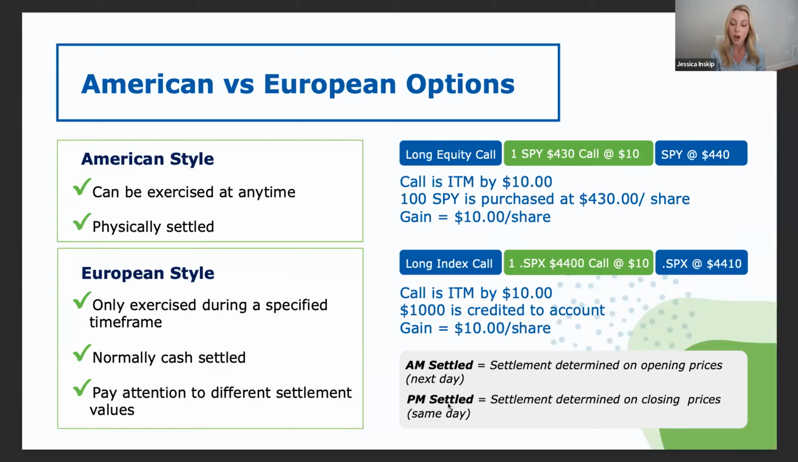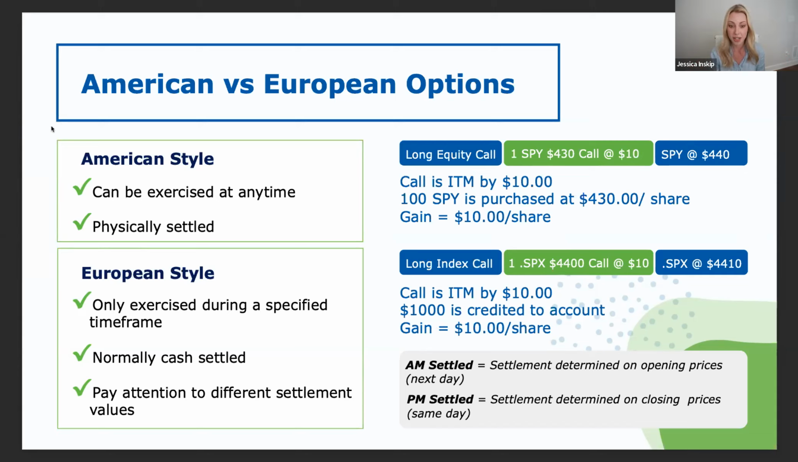All that means is AM settled options, their settlement is determined on opening prices. Those carry overnight risk. So if I have an index option that expires on Wednesday and it's AM settled Thursday, overnight Wednesday there could be something that will cause that option to move up or down, but the settlement value is not determined until the opening prices. So there's some overnight risk there. There's only a couple of options that fall under that category. And then PM settled options are determined on closing prices, which is the same day and something that we're all a little more familiar with.